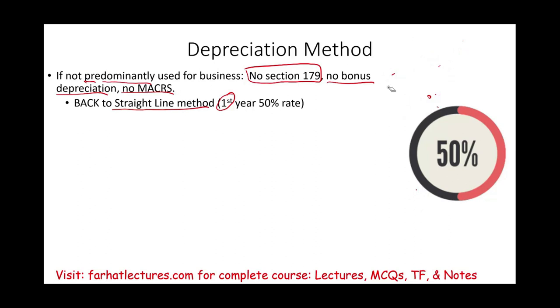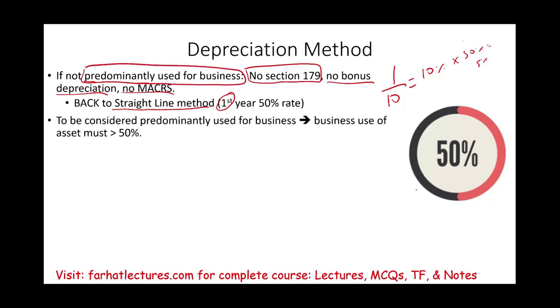So that's the rate. If you're looking at a property of 10 years, what's the straight line rate? 1 divided by 10, which is equal to 10%. For year 1, you multiply the rate by 50%. So for year 1, it's 5%. Then it's 10, 10, 10, 10, all the way until year 10. Then year 11, you will take the additional 5%. What do we mean by predominantly used for business or mainly used for business?